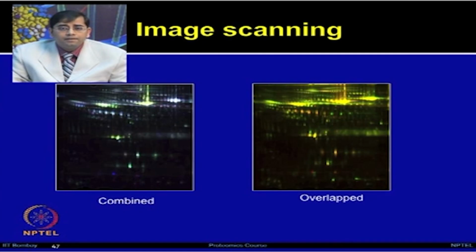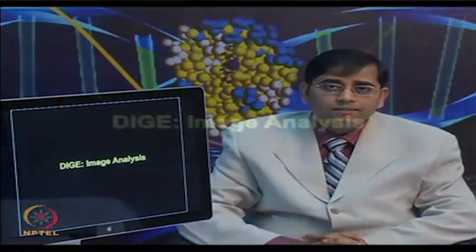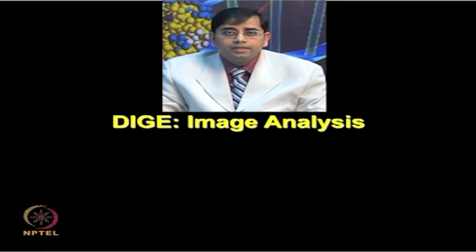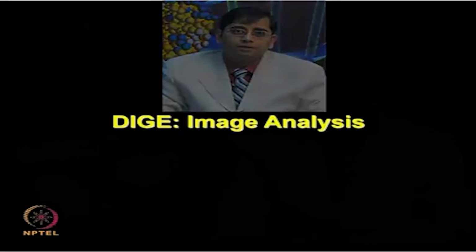The red and the green are indicative here. In the overlapped image, the red and green are indicative of over and under expression, or upregulation and downregulation, and the white or yellowish color represents that there is no change. So, DIGE image analysis, although it is a very software driven process, is much more automated as compared to 2D analysis, but it requires a lot of tools which can be used for good interpretation.